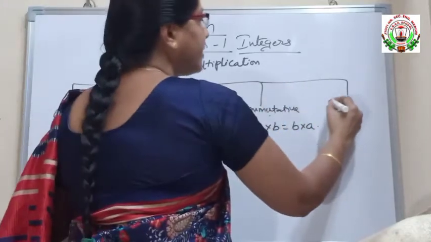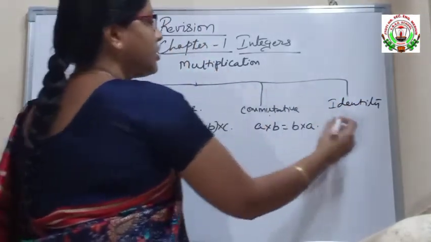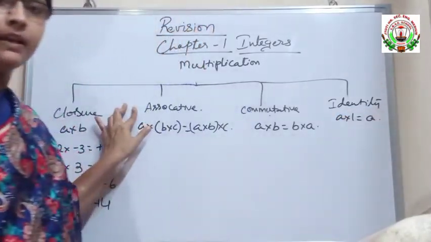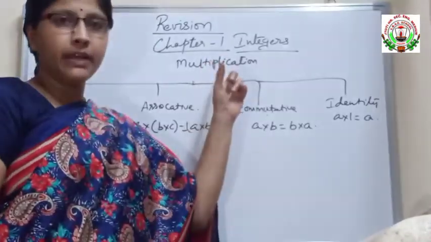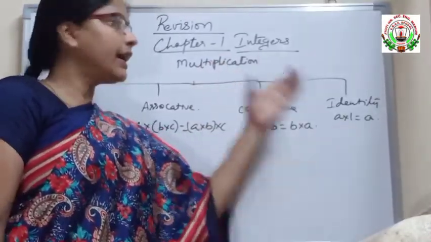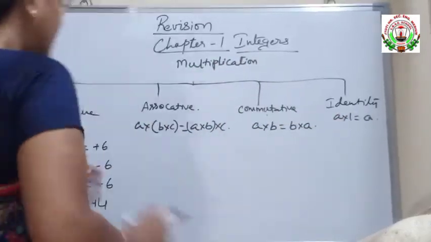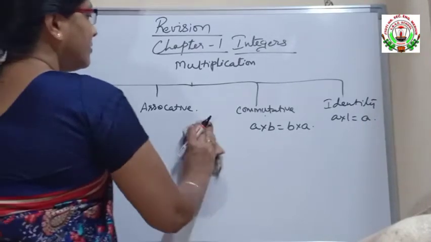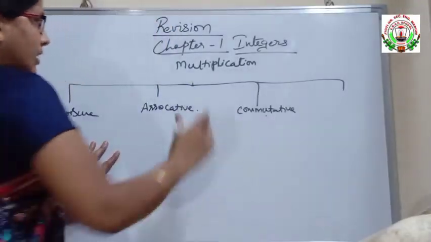Coming to the identity under multiplication, when we multiply with 1, it will be the same integer only. Means 1 is the identity under multiplication. So this is your multiplication. Next comes the division here.